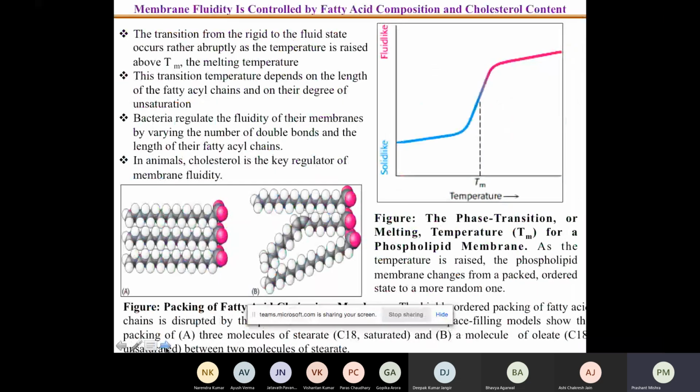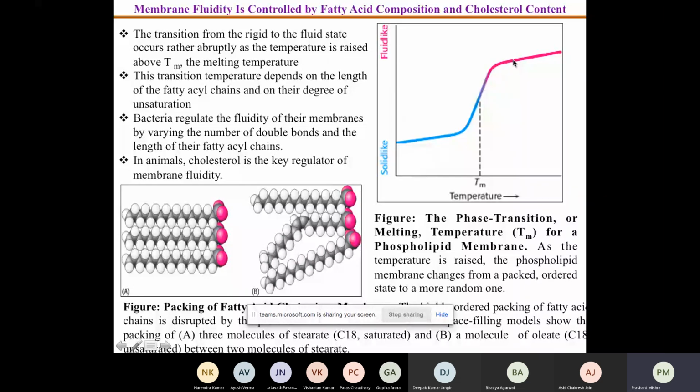Now, though I have not written the question, let me just pose a question and try to explain it to you. Here, this figure shows the red one as the fluid-like structure and the blue one as the solid-like structure. So there is a temperature, and this temperature is known as the melting temperature, Tm. And here, what you find is that the transition from rigid to fluid state occurs rather abruptly as the temperature is raised above Tm.